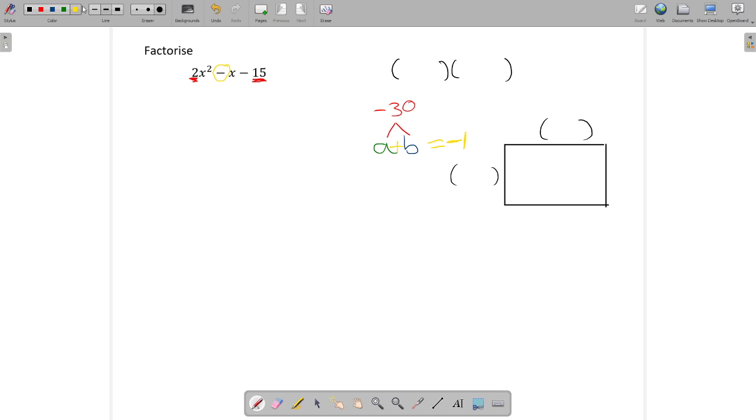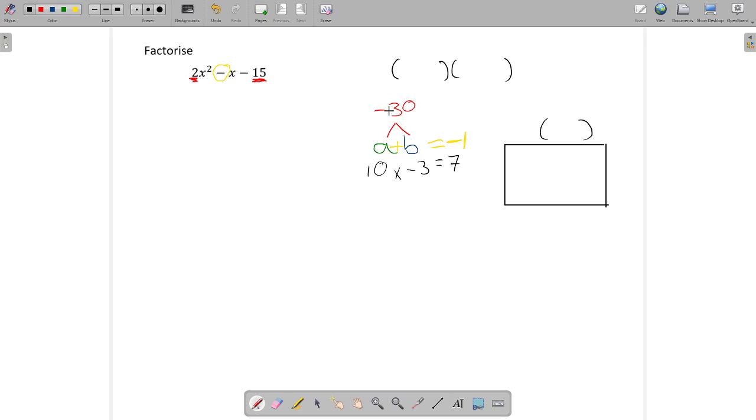Okay, so maybe we try 10 times minus 3. What does it equal when you add the two? Definitely not minus 1. 10 plus minus 3 ends up giving us 7. 7's not right. Let's keep going.